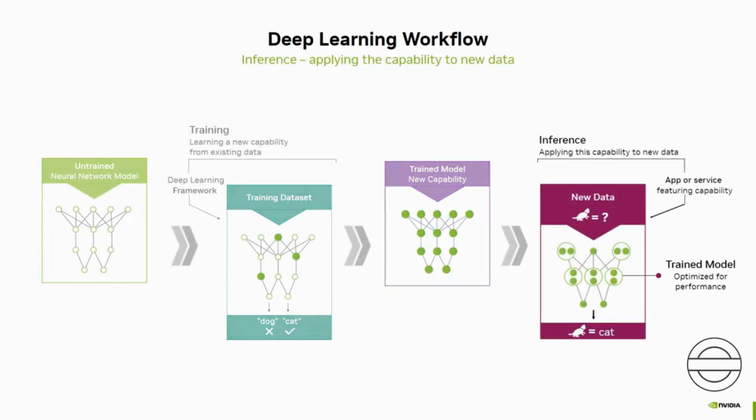The fully trained and optimized model is then ready to be integrated into an application that will feed it new data, in this case, images of cats and dogs that it hasn't seen before. As a result, it will be able to quickly and accurately infer the correct answer based on its training.